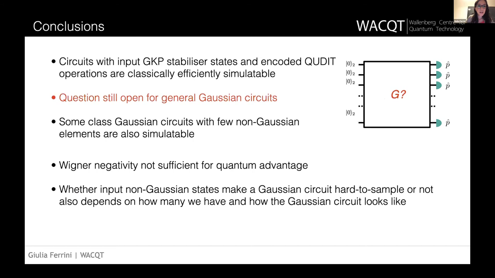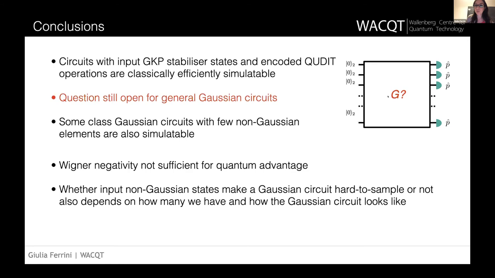So we have shown that some architectures that are composed of input GKP states and then a Gaussian circuit, where the Gaussian operations that we consider are all the Clifford encoded plus all the very, very fine displacements that you get by considering a qudit. So like Clifford operations in a higher qudit space, as high as you want, those are simulatable. For general Gaussian circuits, we don't know.